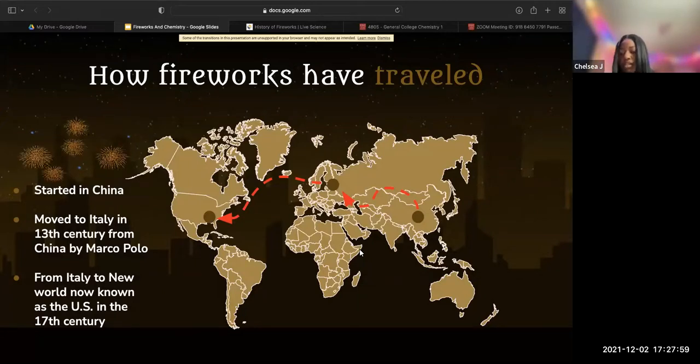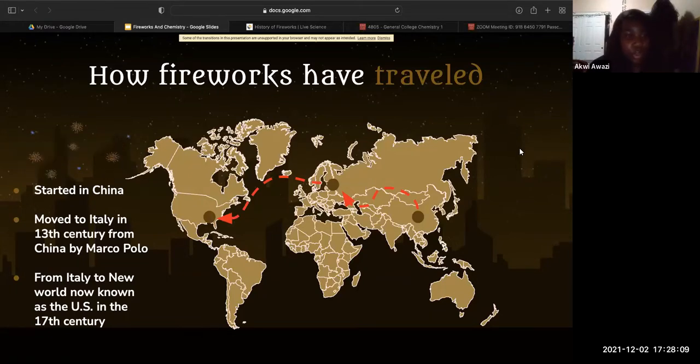So in this slide, we're going to be talking about how fireworks have traveled. Like Chelsea said, fireworks originated in Liuyang, China, and then moved to Italy in the 13th century by Marco Polo. And then from Italy, they went to the New World in the 17th century, by Europeans through trading and whatnot.